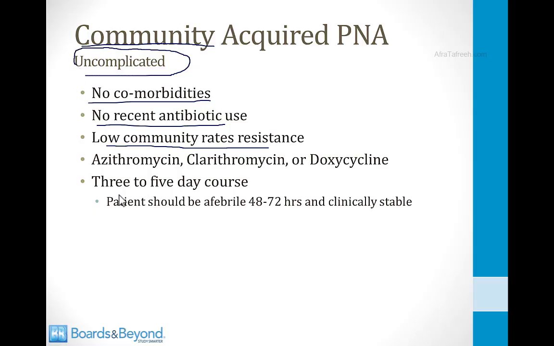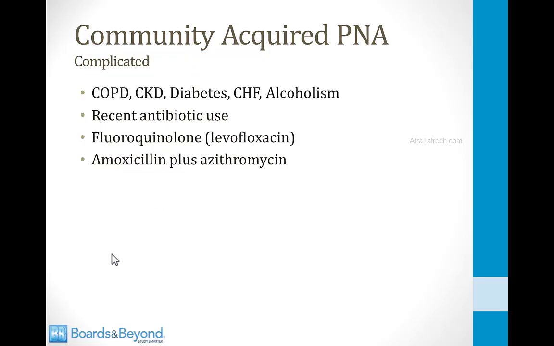In these cases, you can use an antibiotic like azithromycin or clarithromycin or sometimes doxycycline. Usually patients are given a 3 to 5 day course, or they take the drug until they're afebrile for 2 or 3 days and they're stable. When certain clinical features are present, we call it a complicated community-acquired pneumonia.